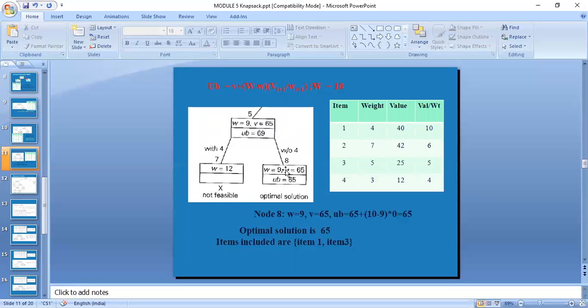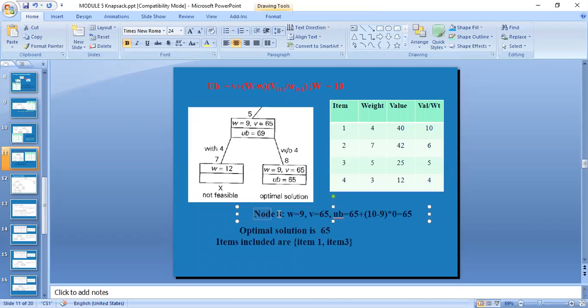When you say without 4, we are not going to include item 4, so we need not bother about its weight. The weight and value will be whatever is in your parent. The weight will be 9, the value will be 65. So you need to calculate the upper bound. Now what will be the upper bound value?